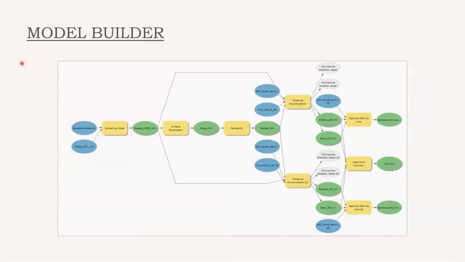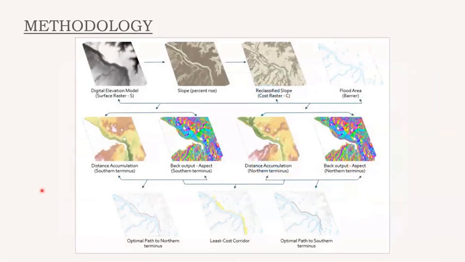In Model Builder, I created 3 models, one for each study area, using ArcGIS Pro version 3.2. I'll explain the process in the next slide using Anderson Mesa as an example. This is the Anderson Mesa methodology. The 10-meter DEM was used to create the slope percent rise and then reclassified. The DEM or surface raster, the reclassified slope raster or cost raster, and the flood area or barrier was entered into the distance accumulation tool.